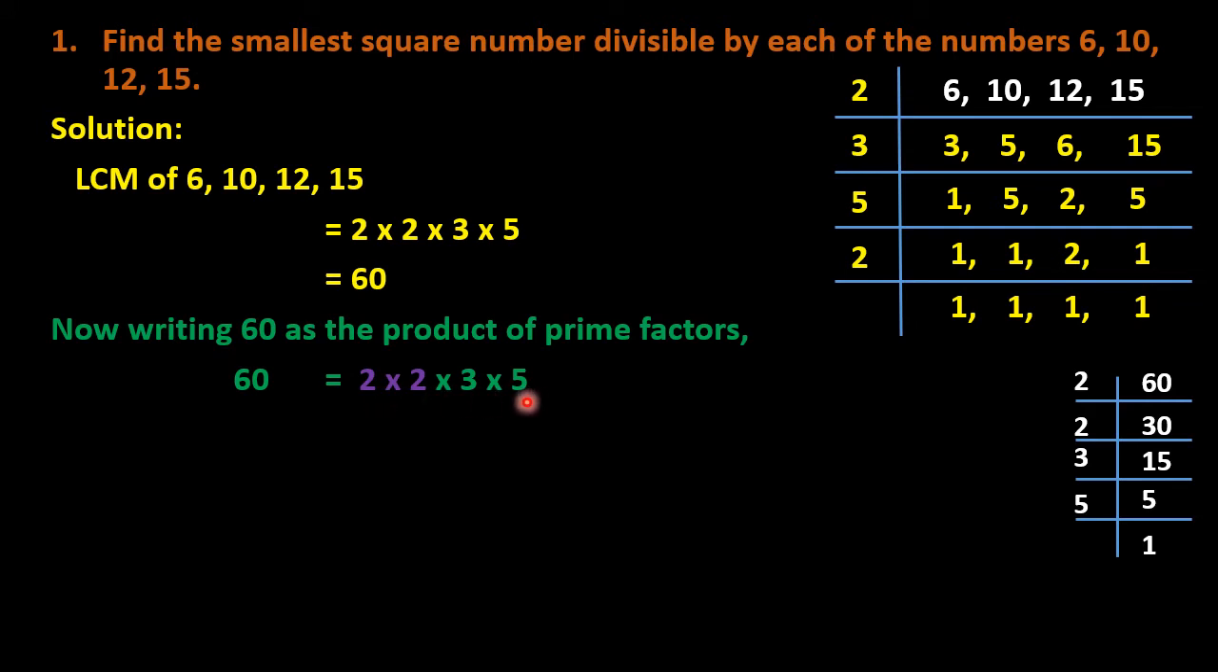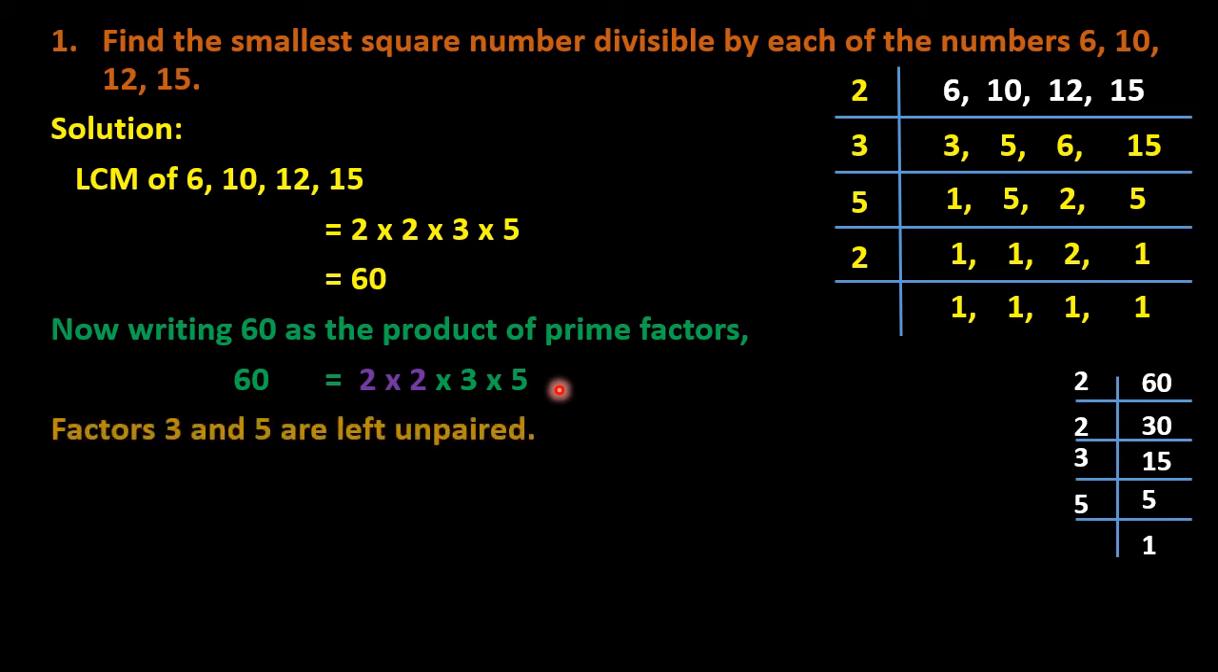So out of these four factors, 2 are the same. So we group this and make a pair, and the remaining 3 and 5 are unpaired. So we have completed step 2, where we have to find the prime factors of the LCM. Now we proceed to step 3.